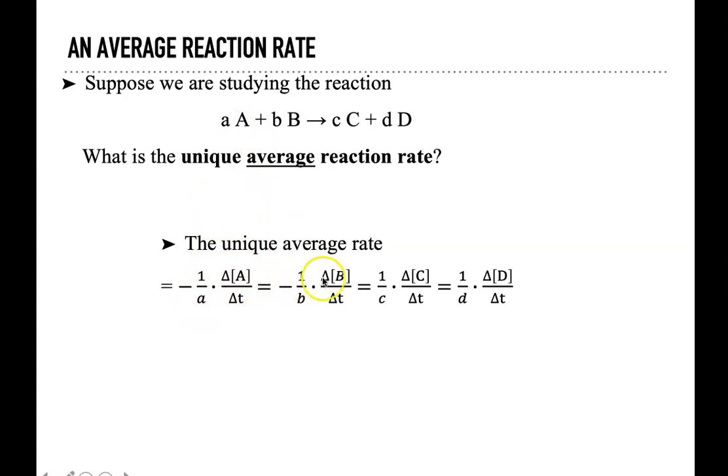The unique rate is where we divide each rate by the coefficient: 1 over a, 1 over b, 1 over c, 1 over d. When you do this, they all become equal. So we have only one rate to represent this reaction. We call this the unique rate. The unique rate is where we divide each change by the coefficient in the equation.